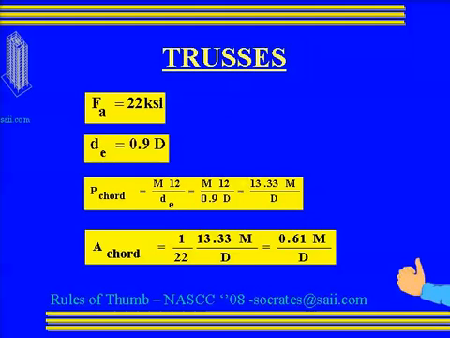So your moment is always in foot kips, the depth is always in inches, the weight is in pounds per foot, and so on and so forth. So you can see here the first thing we do is convert the moment into inch kips and divide by this. So we end up that the force in the cord is 13 times the moment divided by D. Therefore, the area of the cord, since we have 22 KSI, is 0.6 M over D.